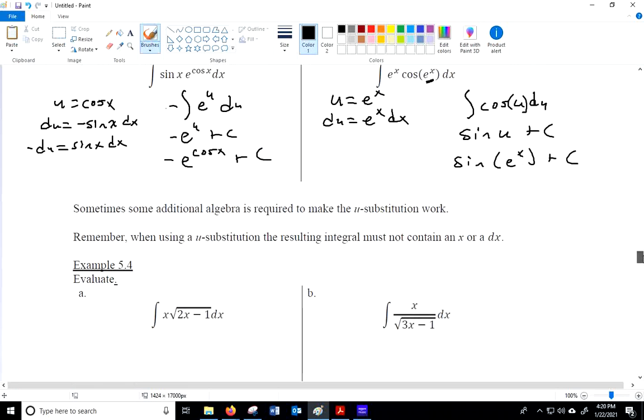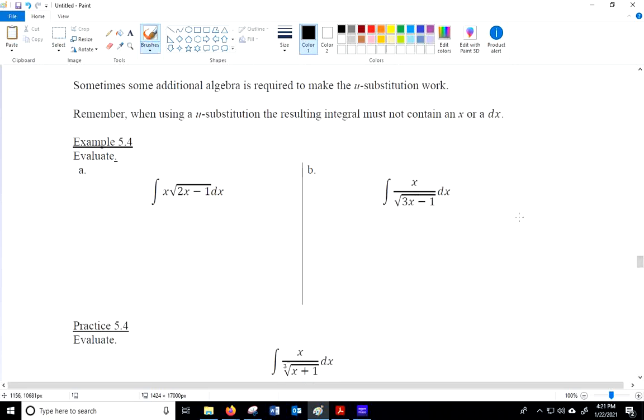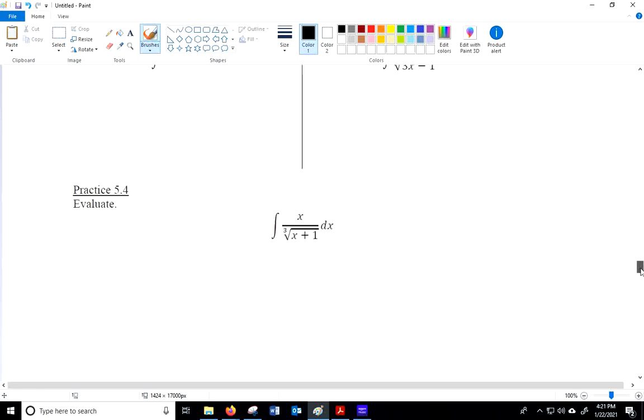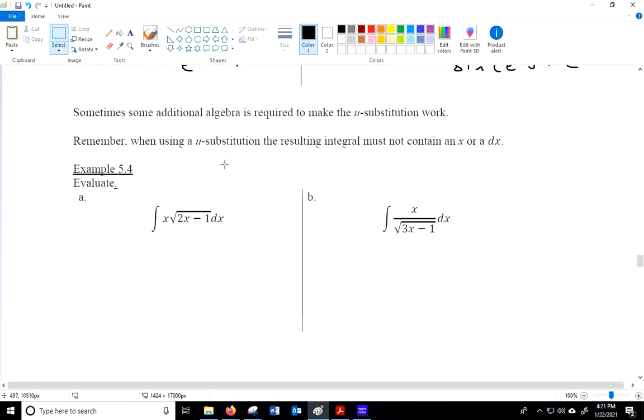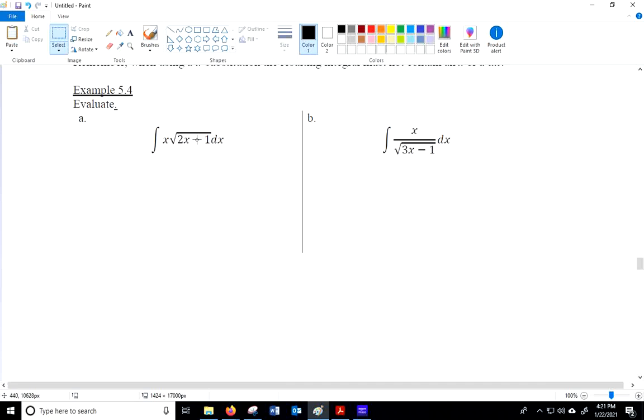All right. Now, you don't come across this all the time, but a few times you're going to see this. Sometimes there's some additional algebra required to make the u-substitution work. And you'll just get used to recognizing when this happens. So remember, when using a u-substitution, the resulting integral must not contain an x or dx. So let's take a look at how that works out in this first one here. They need a little bit more room. Let me spread this out. All right, so the thing on the inside is the 2x minus 1. So that would be our first bet, 2x minus 1.